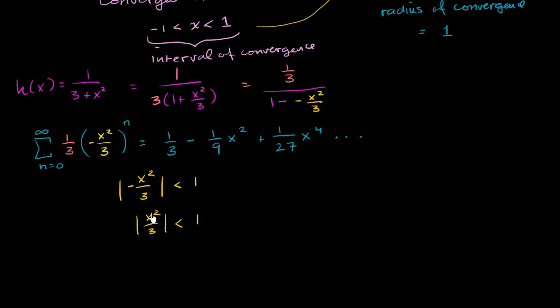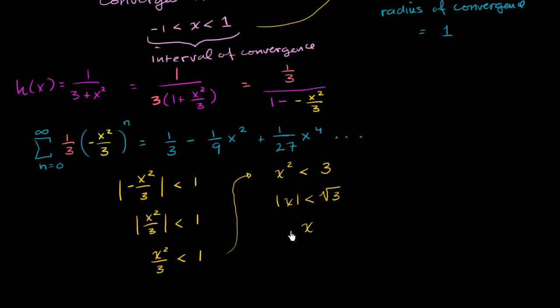One thing that might jump out at you is that x squared is going to be non-negative no matter what. So this is another way of saying that x squared over 3 has to be less than 1. I don't want to confuse you in this step, but the absolute value of x squared over 3 is just x squared over 3, because this is never going to take on a negative value. And so we can multiply both sides by 3 to say that x squared needs to be less than 3. And so that means that the absolute value of x needs to be less than the square root of 3.